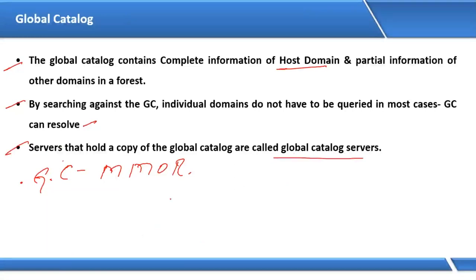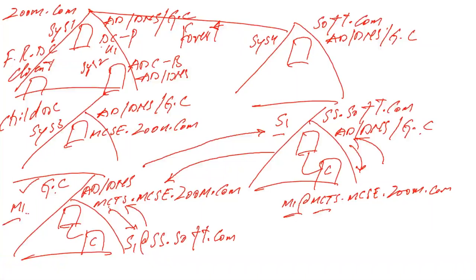Global catalog server. Any doubt? But assume I'm a new administrator and this network is already established. The previous administrator has already configured this forest, but I'm a new admin. As an admin, I want to know.